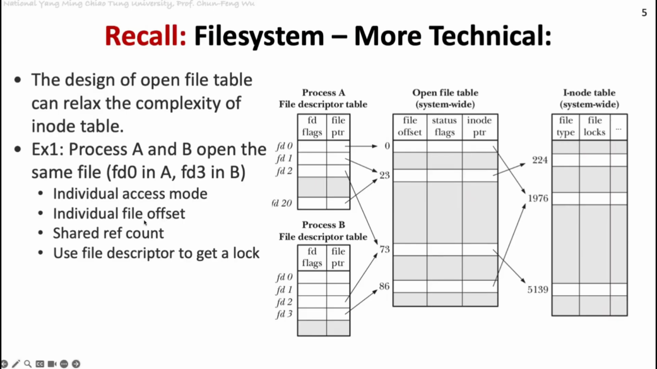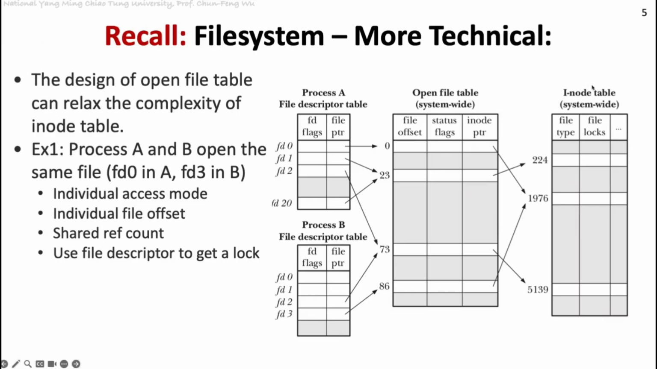For example, take the file offset. If two processes, or even the same process, open the same file, maybe the first process is going to access the beginning of the file, but the second process is going to access the tail of the file. Then there would be only one file offset if they pointed to the same open file table entry.